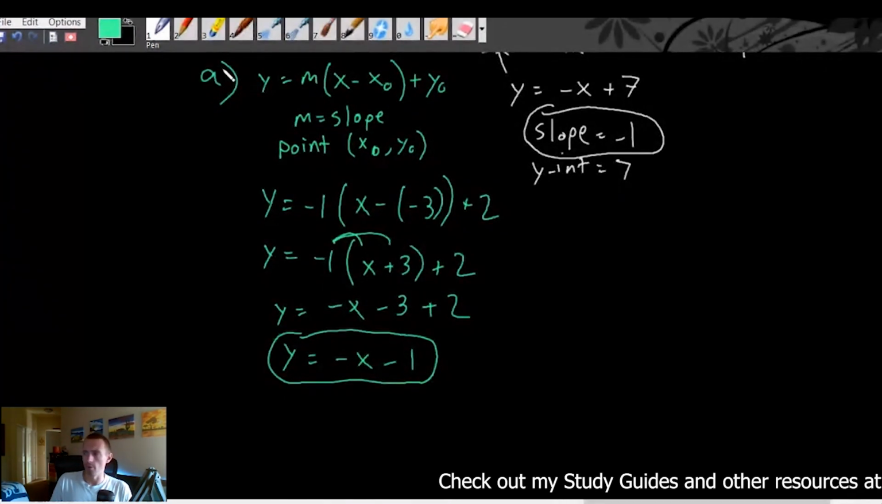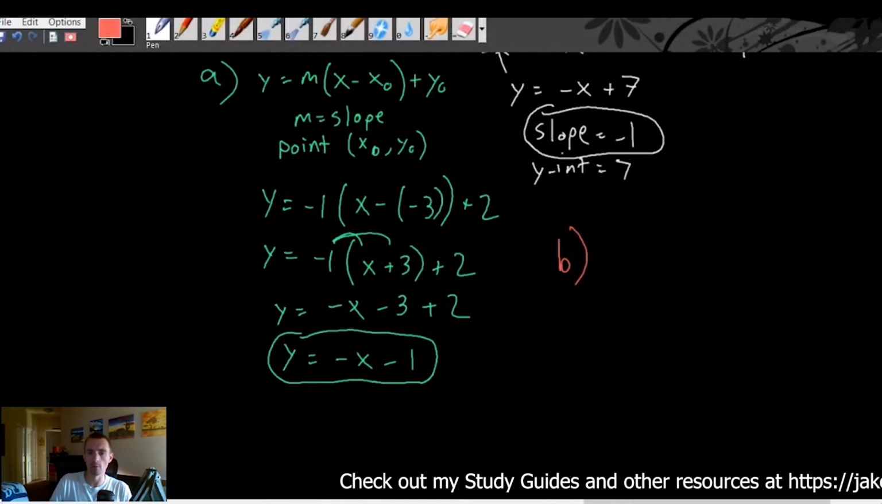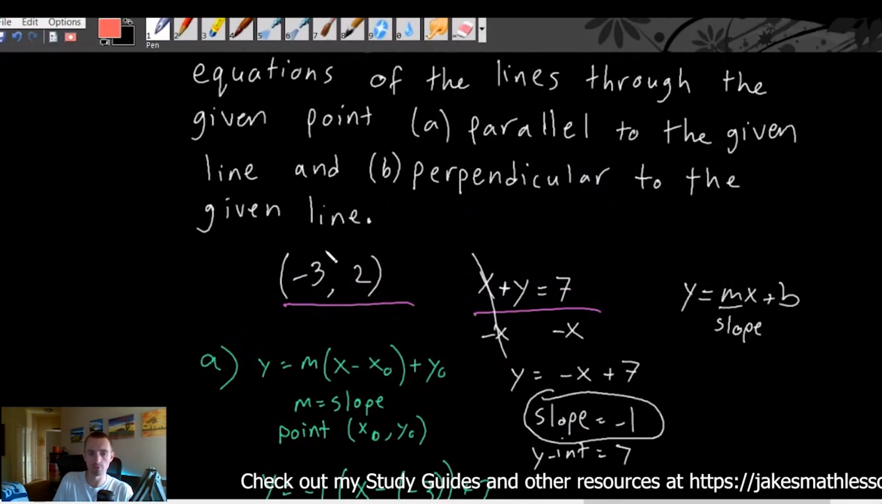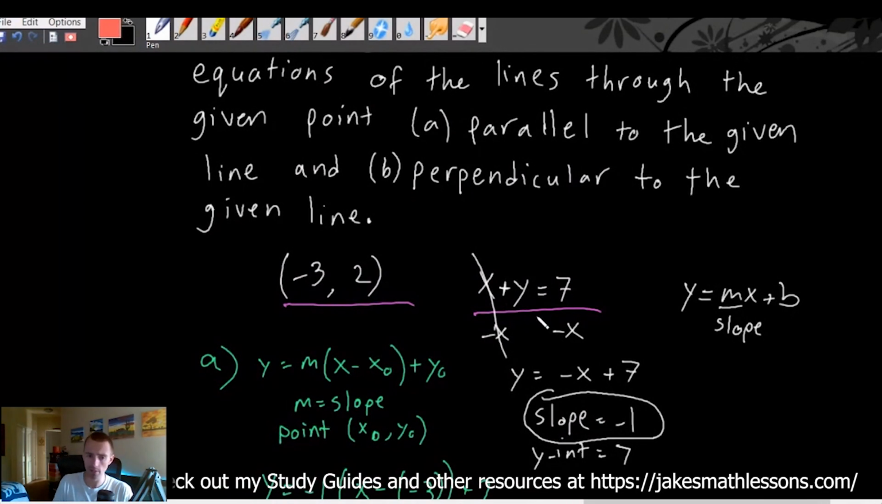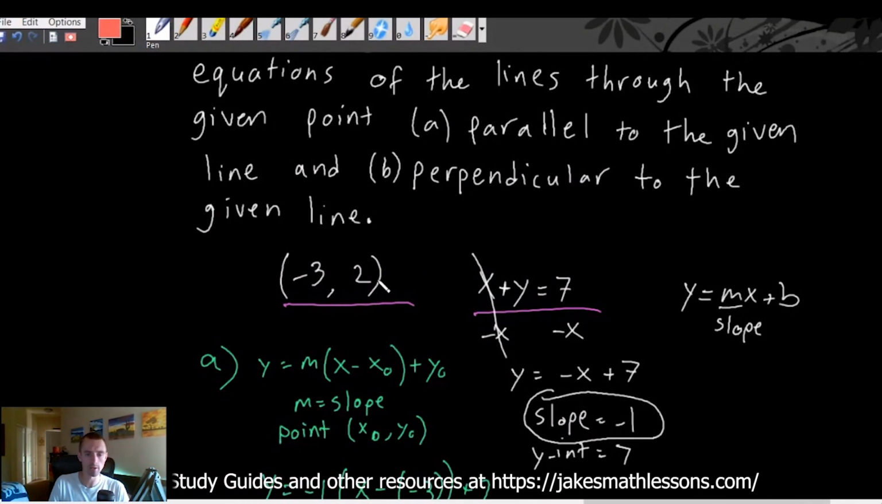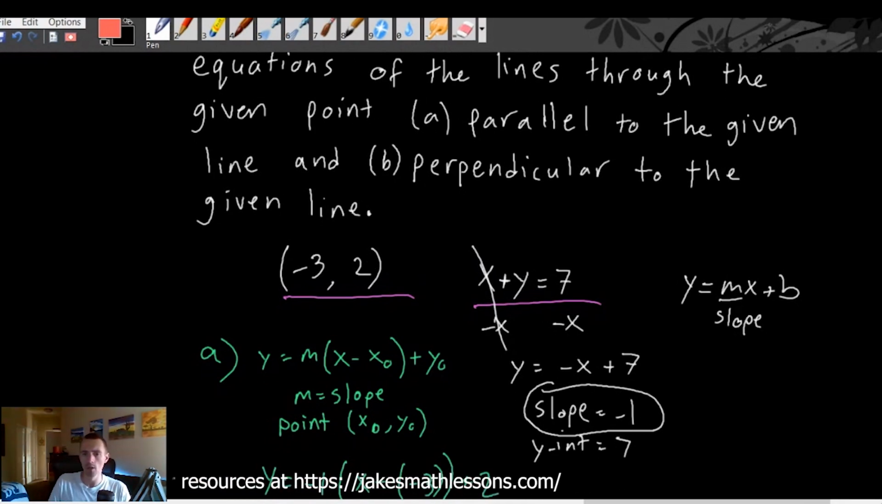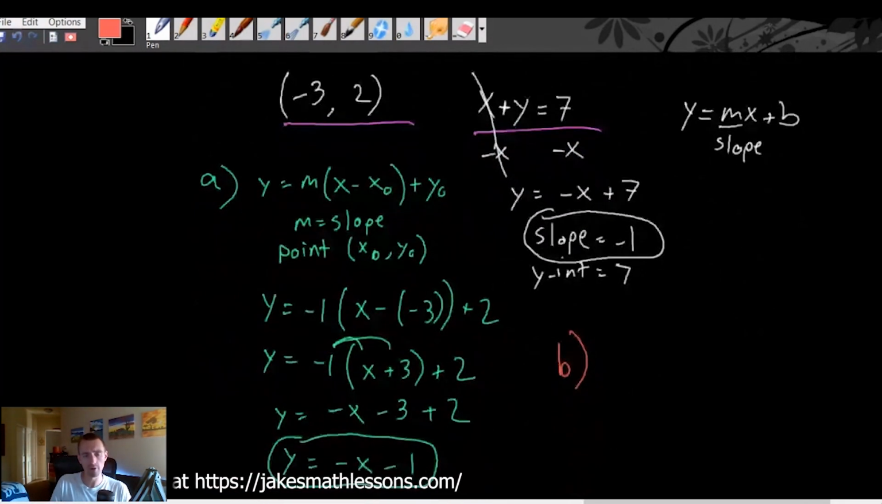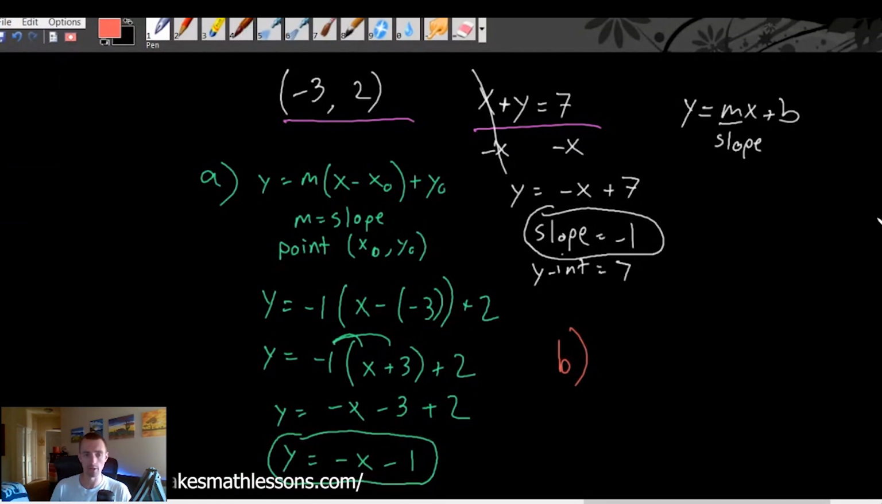Now let's go on to part B. Part B says that we need a line that goes through this point and is perpendicular to this line. So we still have the same line and the same point, but now we know that it has to be perpendicular instead of parallel. So we're going to solve this very similarly to how we found the parallel line.